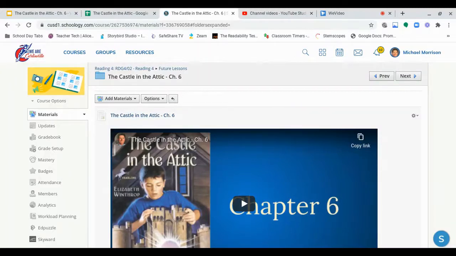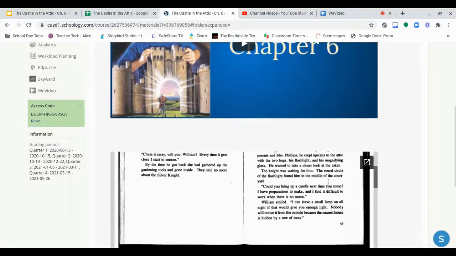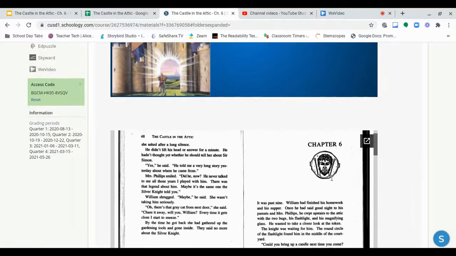All right. Now, the first thing that we are going to want to do today is read Chapter 6. So, again, you can follow along as I read aloud, or you can read it independently right here. So, first thing, read Chapter 6.